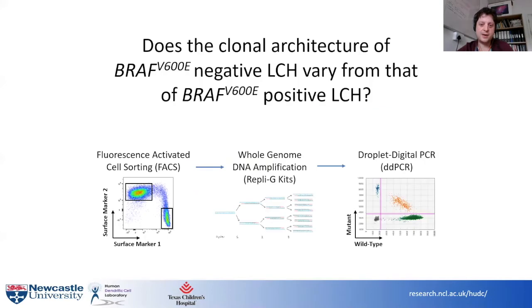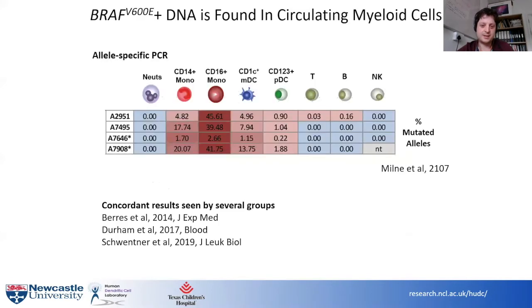So we've seen in our group that the V600E mutation is present in the peripheral blood mononuclear cells of patients, and it's predominantly in the myeloid cells: the classical CD14-positive monocytes, non-classical CD16-positive monocytes, and the dendritic cell subtypes. And concordant results have been seen by several other groups now. Next slide, please.